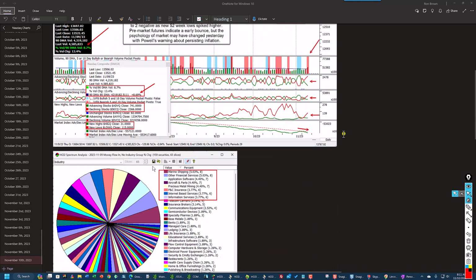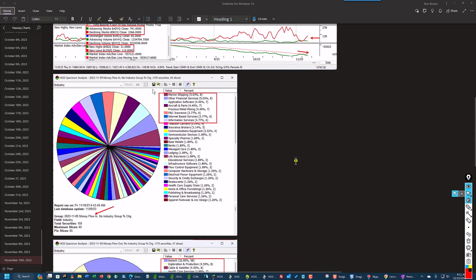I'm going to scroll down here. These are my money flow charts from my money flow smart groups, and you can see that marine shipping, after pulling back for a day or two, had a lot of participation yesterday to the upside. Application software, other financial services, and in those other financial services you're going to find some crypto stocks. Crypto's been moving, aircraft parts, and so on.